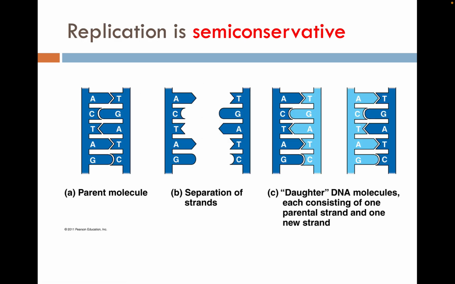All right, so replication is semi-conservative. We have a parent molecule, there's a separation of strands, and there's daughter DNA molecules, each consisting of 1 parental strand and 1 new strand.